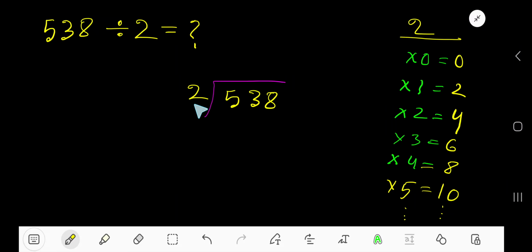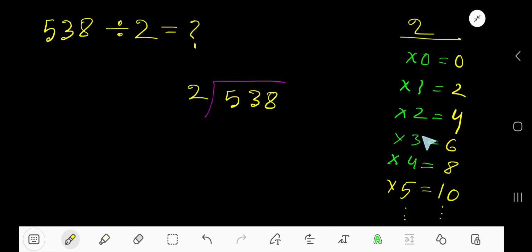538 divided by 2. Here 2 is a divisor, so we need the multiplication table of 2. 2 times 0 is 0, 2 times 1 is 2, 2 times 2 is 4, 2 times 3 is 6, 2 times 4 is 8, 2 times 5 is 10. To find the multiplication table of 2, just add 2 to the previous step: 0 plus 2 is 2, 2 plus 2 is 4, 4 plus 2 is 6, 6 plus 2 is 8, 8 plus 2 is 10.